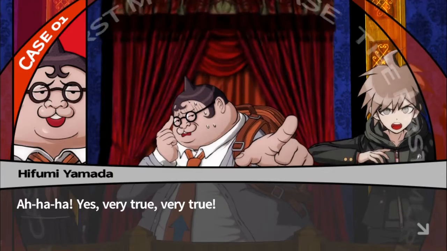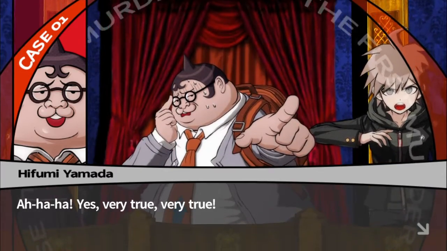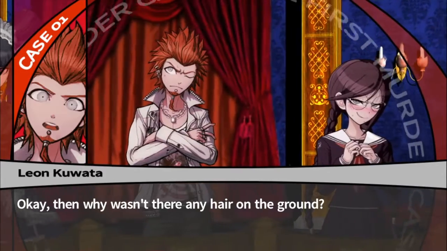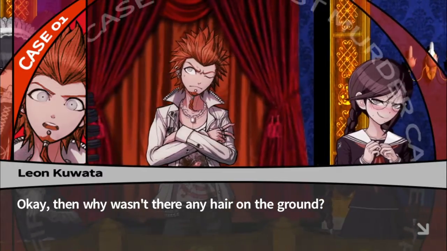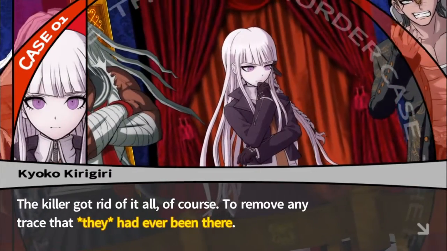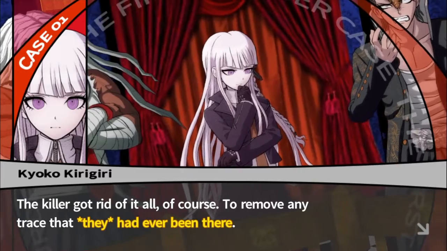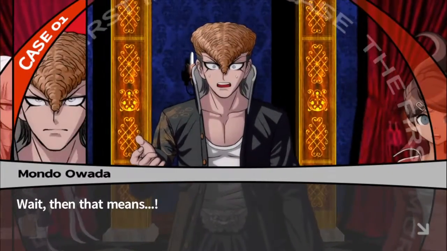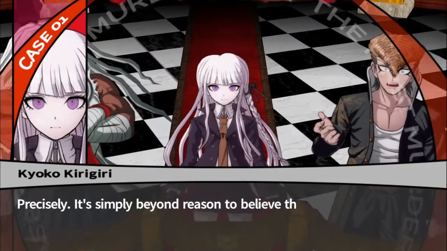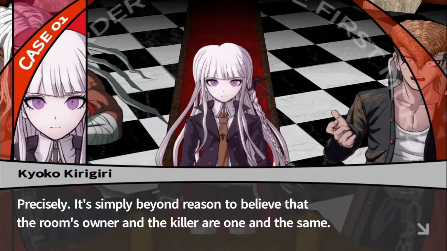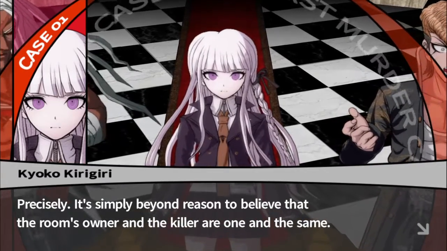Ha ha ha! Yes, very true, very true! Okay, then why wasn't there any hair on the ground? The killer got rid of it all, of course, to remove any trace that they had ever been there. Wait, then that means... Precisely. It's simply beyond reason to believe that the room's owner and the killer are one and the same.